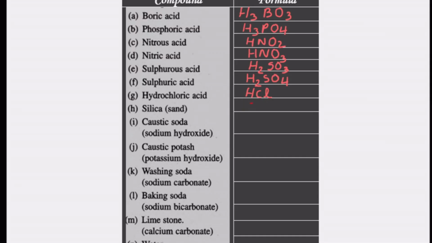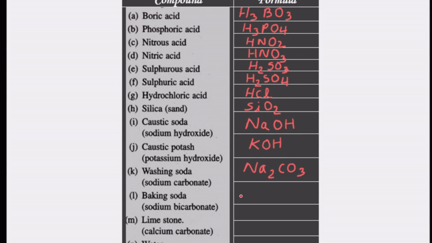Silica or sand is silicon dioxide, SiO2. Caustic soda is a common name of sodium hydroxide, the strongest base. Its formula is NaOH. Then comes caustic potash. Its real chemical name is potassium hydroxide, written as KOH. Washing soda is sodium carbonate, and it is written as Na2CO3.